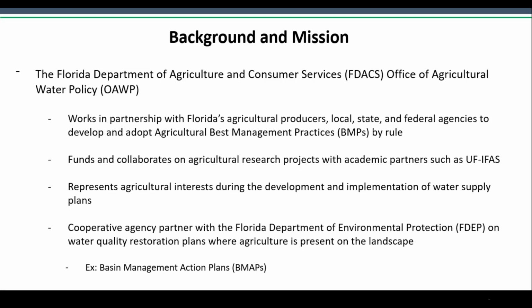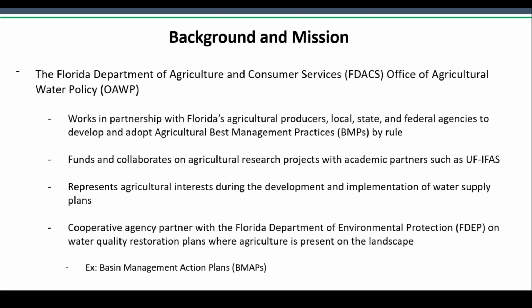We also conduct research for the improvement of existing BMPs, as well as developing new BMPs to better achieve environmental benefits while maintaining high levels of agricultural production. And FDACS ensures agricultural needs and measures to achieve load reductions are properly represented in water quality and water supply plans across the state.